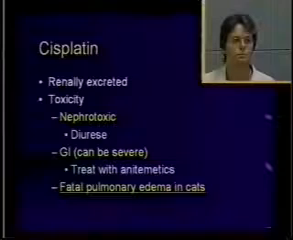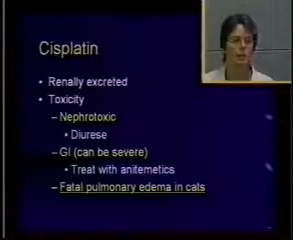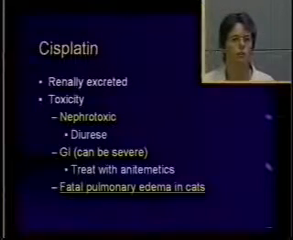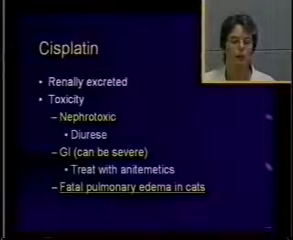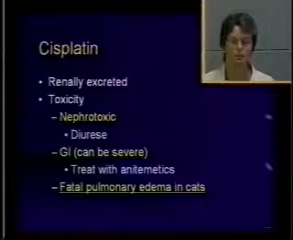more prevalent. It can cause pretty significant GI side effects, and so we prophylactically treat our patients with antiemetics such as metoclopramide. Some people will use butorphanol. Ondansetron is another human drug that can be used, although it is very expensive. Cisplatin cannot be used in cats. So like fluorouracil, it is one of those drugs that is absolutely contraindicated in cats because it causes a fatal pulmonary edema.